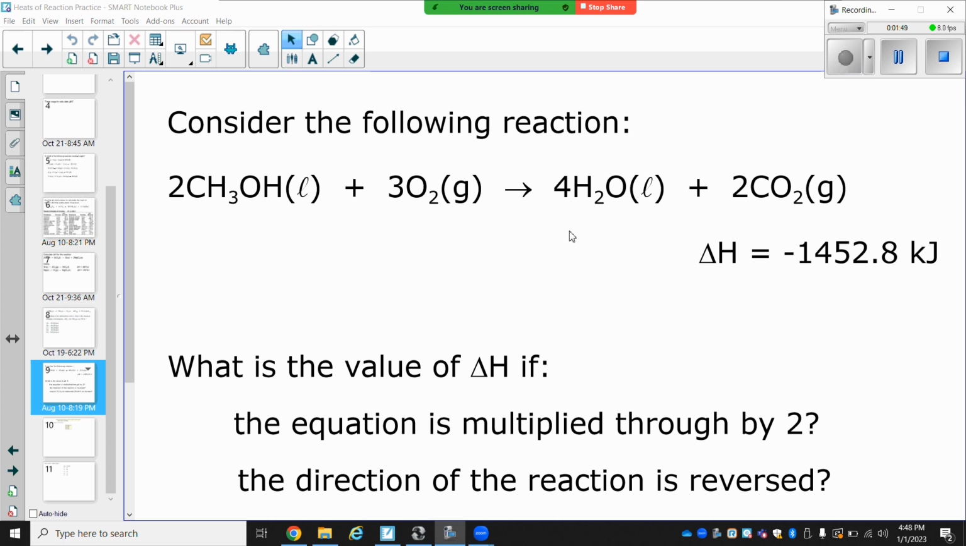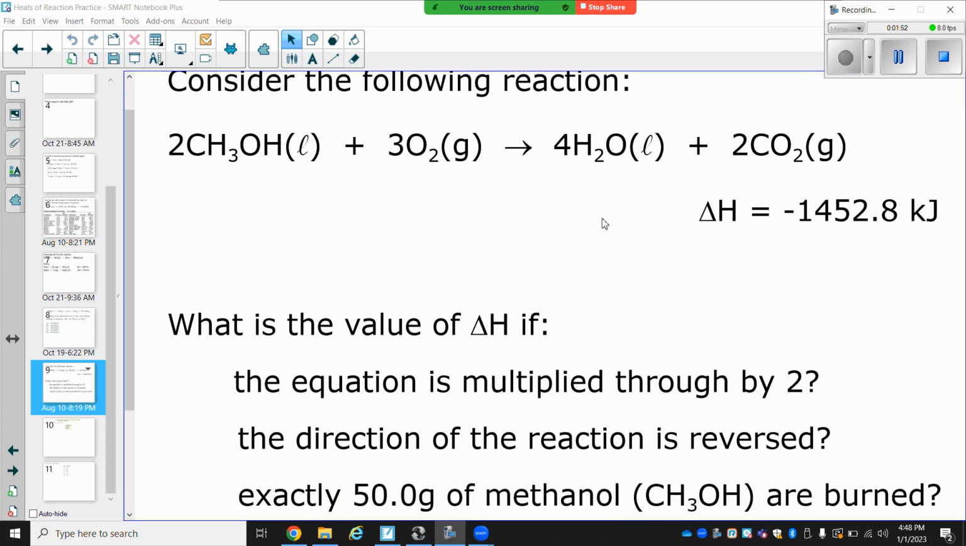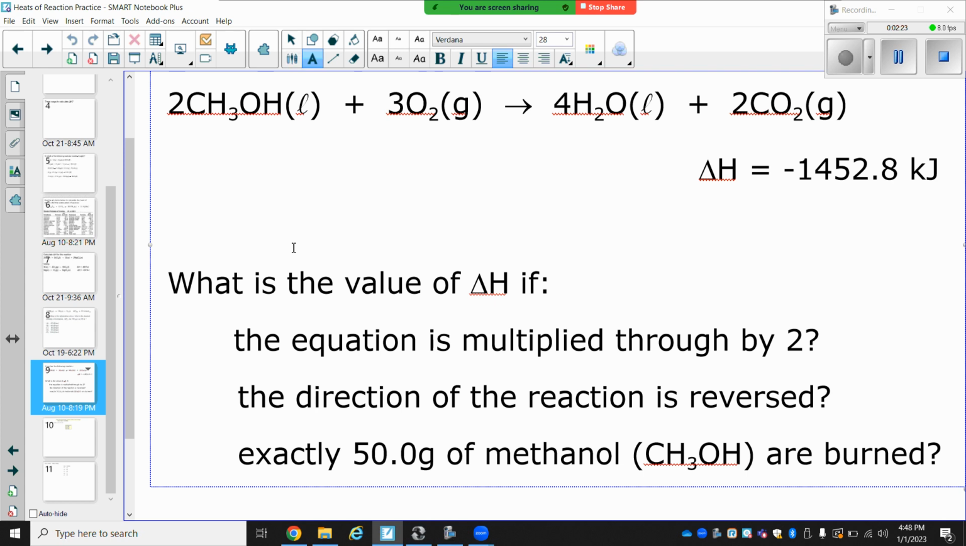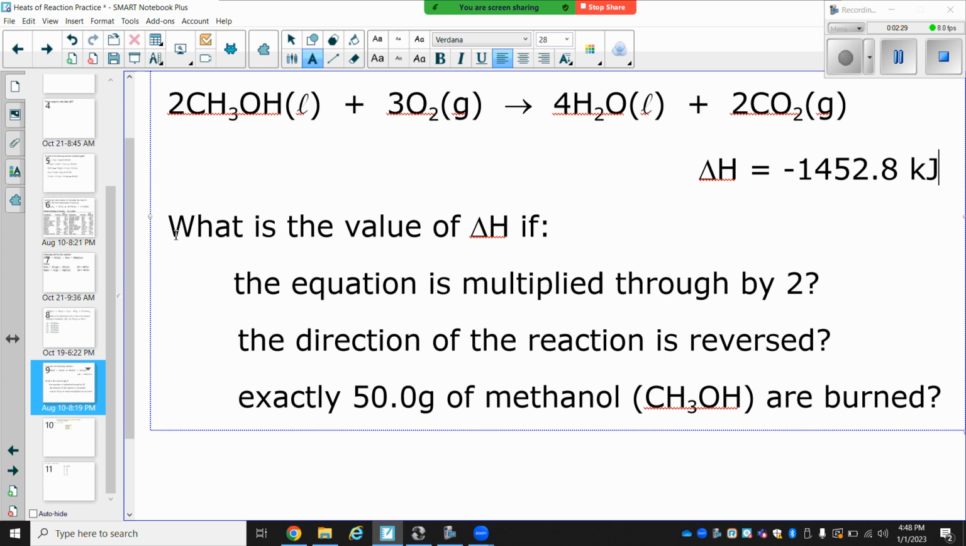So let's look at this equation here. I'm going to scroll down a little bit and hopefully I have some room to show work. So using this reaction, up here we have methanol and oxygen producing water and carbon dioxide, and this has a heat of reaction of negative 1,452.8 kilojoules. And looking at some of these, it wants to know what is the value of delta H. I'm going to move this up a little bit. That way I have some room for work down at the bottom for you guys.